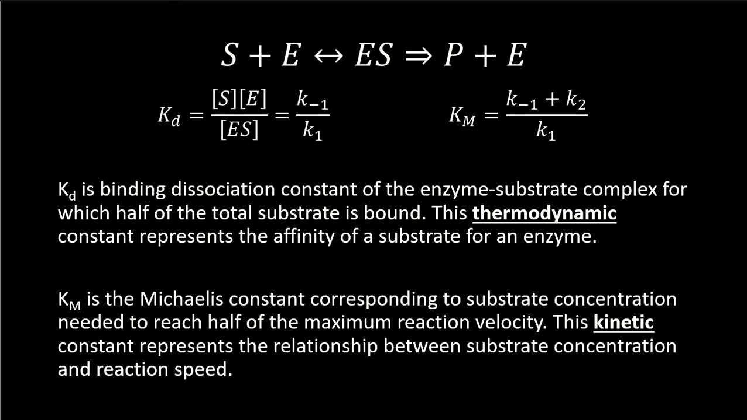The interesting value here is that Kd is a thermodynamic constant for the affinity of a substrate to bind to an enzyme, whereas Km, the Michaelis constant, gives kinetic information indicative of how much substrate concentration is needed to reach a certain reaction speed to get the enzyme to form products.